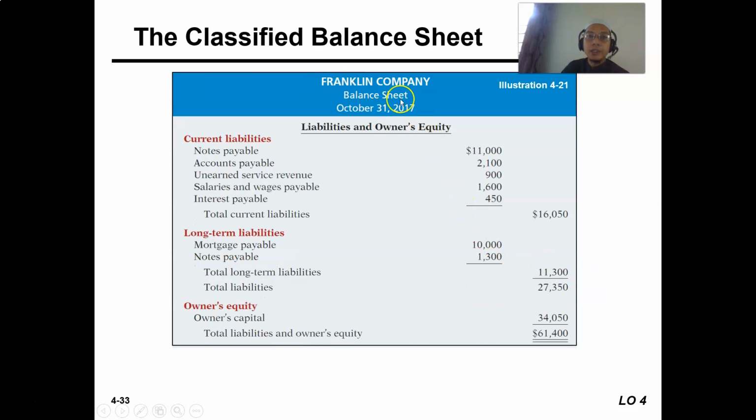So then the balance sheet on the liabilities and owner's equity side. This classification will firstly be the current liabilities. It starts off with the notes payable, the accounts payable, the unearned service revenue, the salaries and wages payable, and the interest payable. So these are the current liabilities.